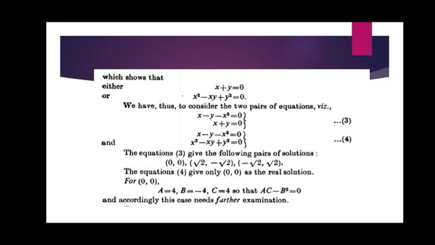x plus y is equal to 0, and similarly x square minus xy plus y square equal to 0. We solve this. We consider two pairs of equations. What is that? x minus y minus x square equal to 0 and x plus y equal to 0. And one more condition is x minus y minus x square equal to 0 and x square minus xy plus y square equal to 0. If we take these two pairs of equations, we solve this as in the previous problem.